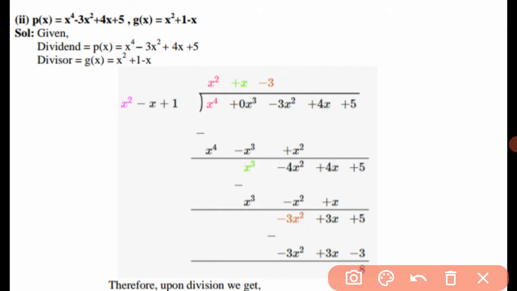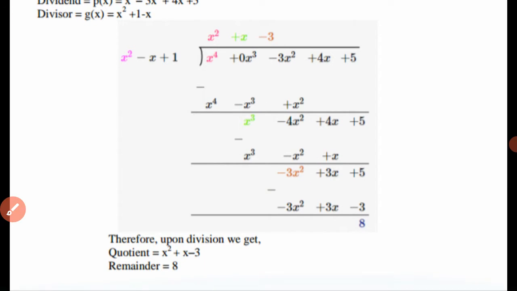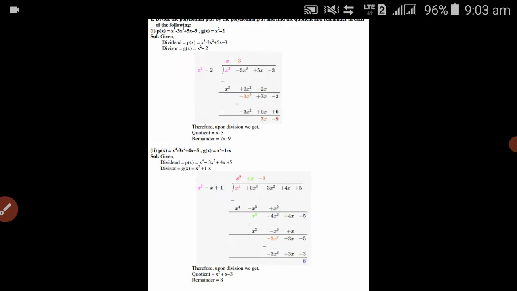Now by using the same method again, first this x cube will be divided by this x square, so it will be x. Now x into x square will be x cube. By putting the minus sign it will be cancelled, then x will multiply by minus x, and it will be minus x square, then minus and plus, the sign will be plus, so it will be minus x square, and here 4x minus x will be 3x, and it will be 5. Now by using the same method again, by solving it, the remainder will be 8. So here we can say quotient equals x square plus x minus 3, and the remainder will be 8. So in this way we can do this part.